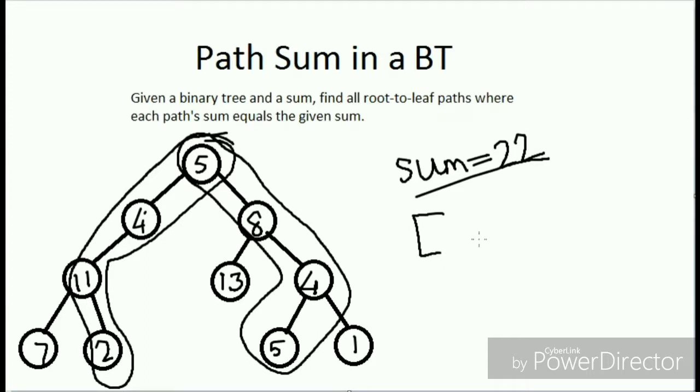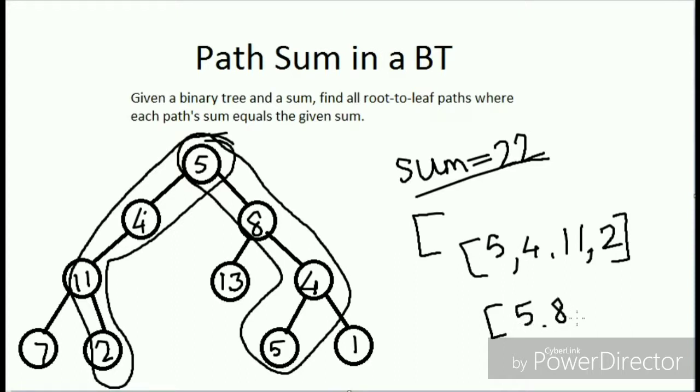So the two paths that we have right now are 5, 4, 11 and 2, and the other path is 5, 8, 4, and 5. So we have to return this.